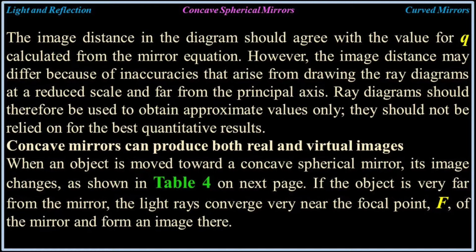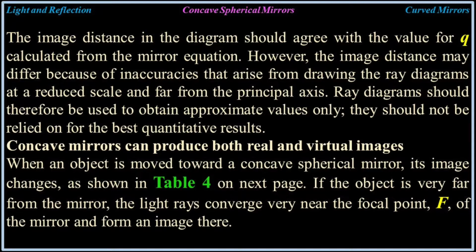The image distance in the diagram should agree with the value for Q calculated from the mirror equation. However, the image distance may differ because of the inaccuracies that arise from drawing the ray diagrams at a reduced scale and far from the principal axis. Ray diagrams should therefore be used to obtain approximate values only. They should not be relied on for the best quantitative results.